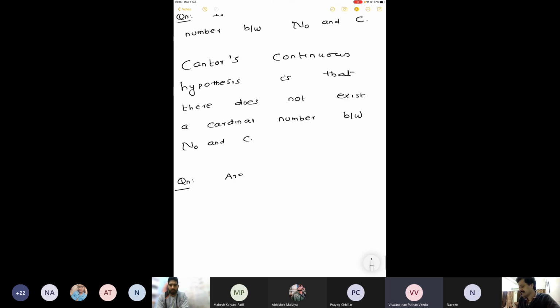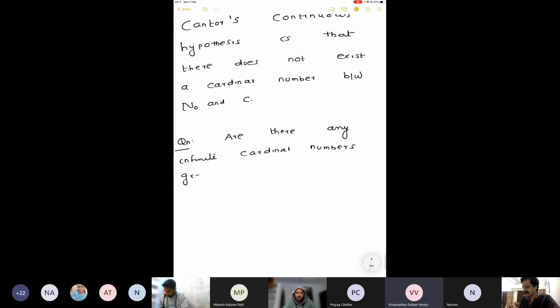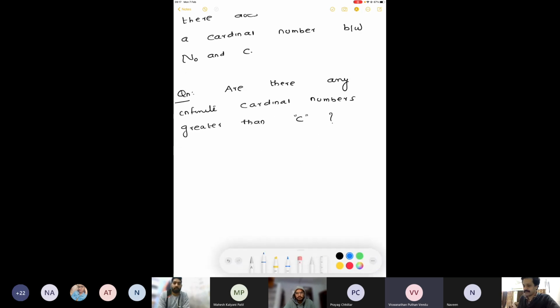Are there any infinite cardinal number greater than C? Yes, sir. The answer is yes. And how does it follow? It follows from the fact that a set X and its power set cannot be numerically equivalent. Okay. Yes, sir. So I will write that also.